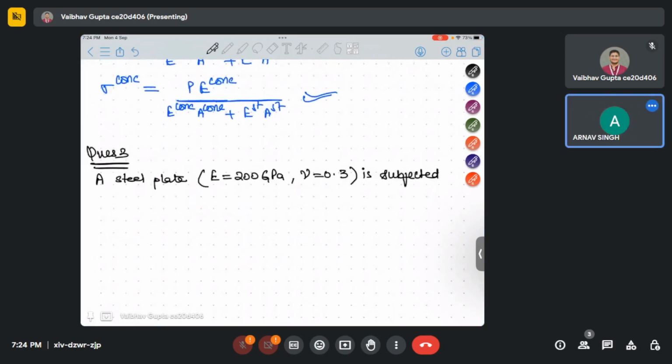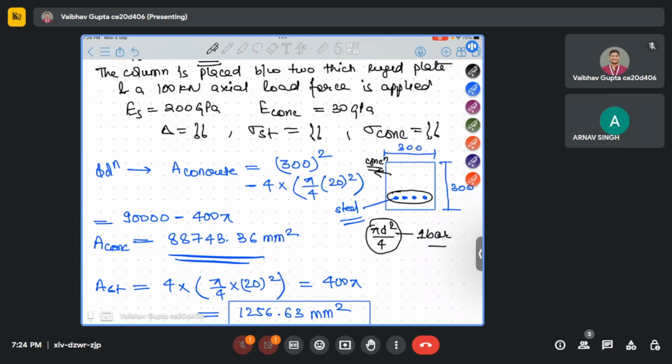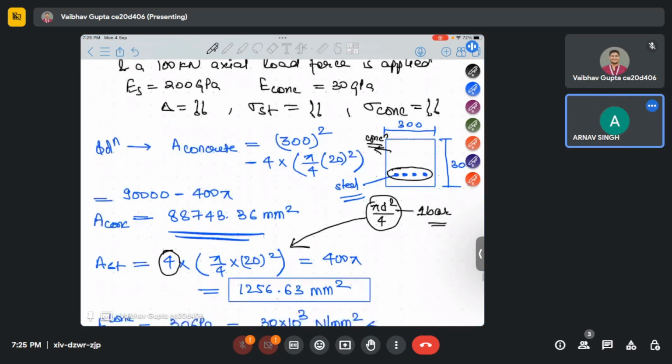Sir, what is the formula for steel reinforcement? Steel reinforcement looks like this. This is concrete. Area of circle is nothing but pi d square by 4. So area of 1 bar is this. You have given 4 bars, so you multiply with 4 to find the area of steel. The A steel is the reinforcement, and A concrete is the area of concrete.